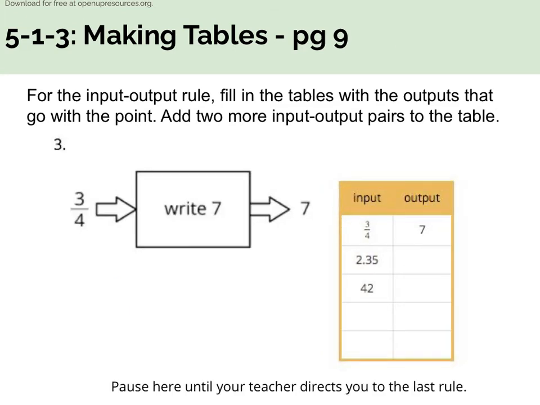All right, here is number 3. They do have the 3/4. The rule is to write 7. So if I have the number 3/4, they want us to write 7. Go ahead and do the 2.35 and the 42, pause, and then come back to me. So again, if they have the 2.35, no matter what number I have, they want me to write 7. If I have 42, they want me to write 7. So this is our rule. And again, the bottom two, I don't know what numbers you did, so we're going to move on to number 4.